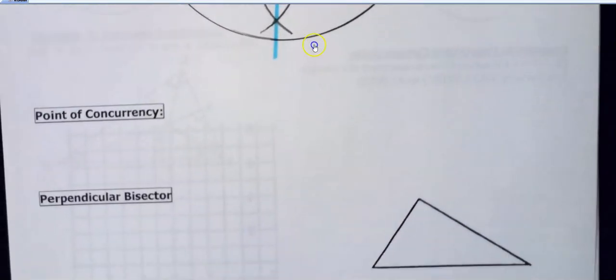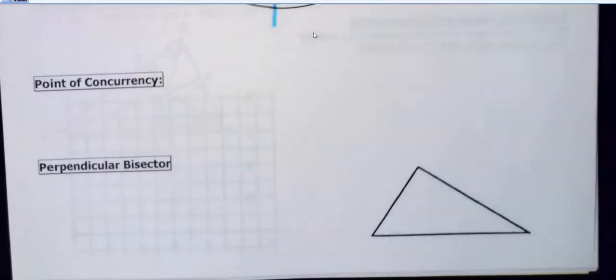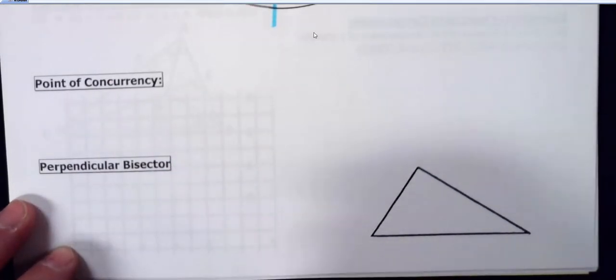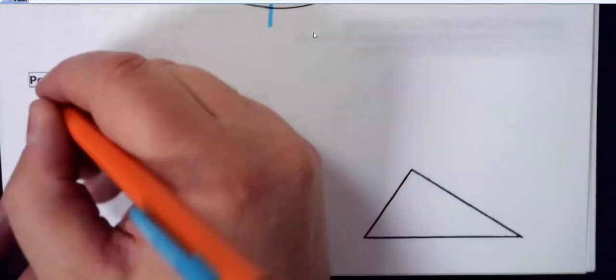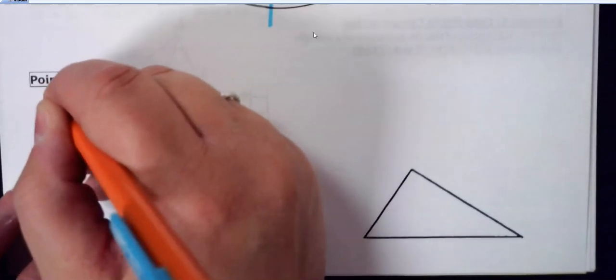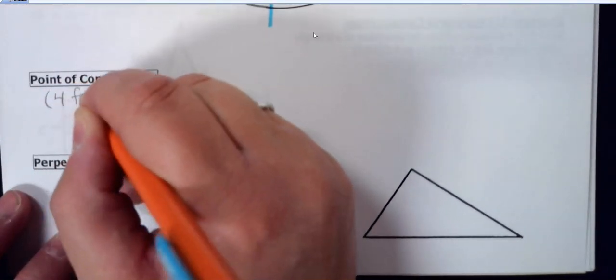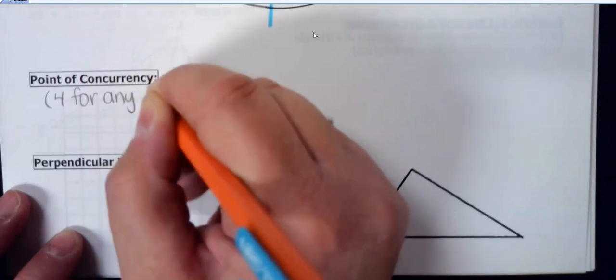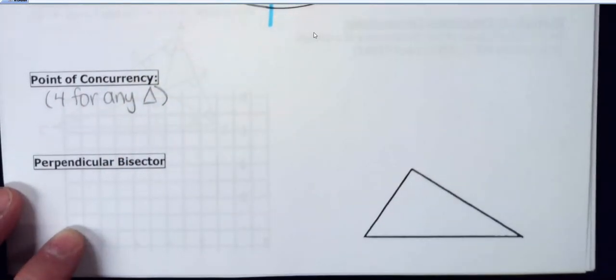The circumcenter is the first one we're going to talk about. We just drew perpendicular bisectors of two different sides in that triangle when we did that construction, so that's going to be related to the circumcenter. Just in general, points of concurrency, I'm going to write that there's 4 for any triangle here. We're going to get into 2 of them today.